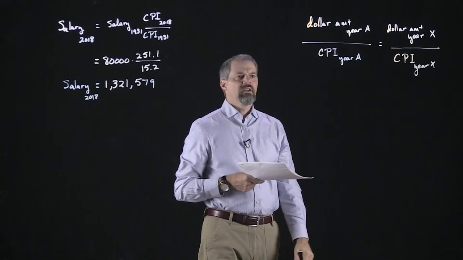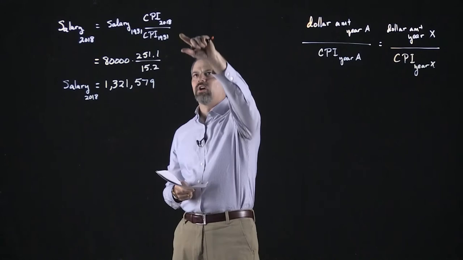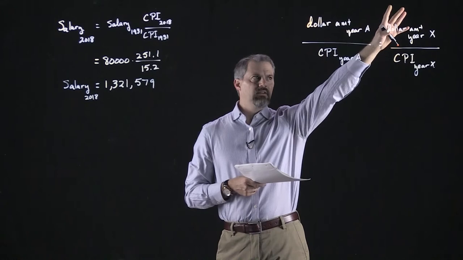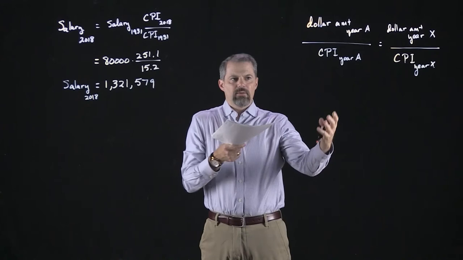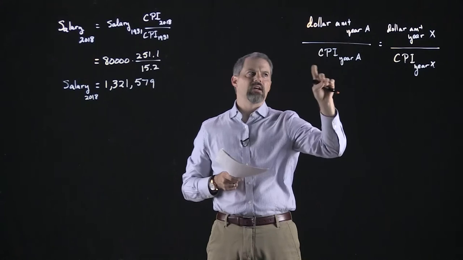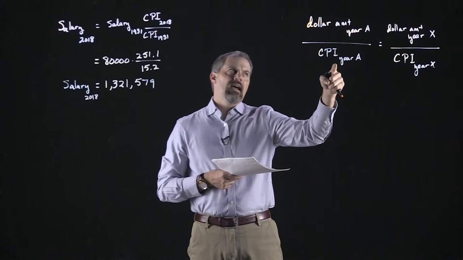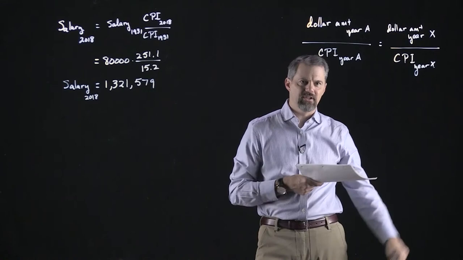For me, that's a much easier way to remember this because you don't have to remember which direction this thing goes. If you just remember that you've got dollar amount year A, over the CPI in year A, is going to be equal to the dollar amount for some other year divided by the CPI in that year. And you're going to be given three out of the four things. So whatever three things you're given, just plug those in and solve for the other thing. So for example, I could give you the dollar amount in one year and the CPI in that year, and then the dollar amount for another year and ask you to solve for the CPI in that other year. So for me, that's an easier way to remember it.